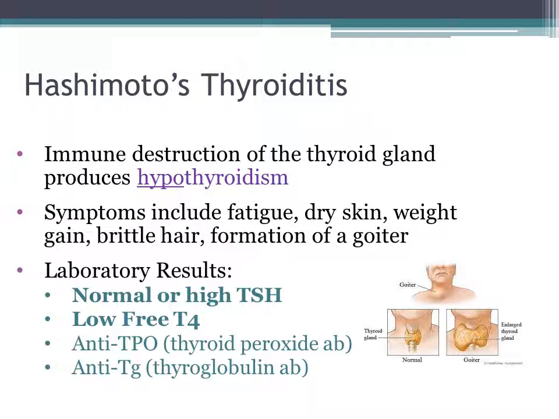We would see a low amount of T4 in the blood. And we also could check for antibodies to thyroid peroxidase. These tend to be present in Hashimoto's, as well as antibodies to thyroglobulin.